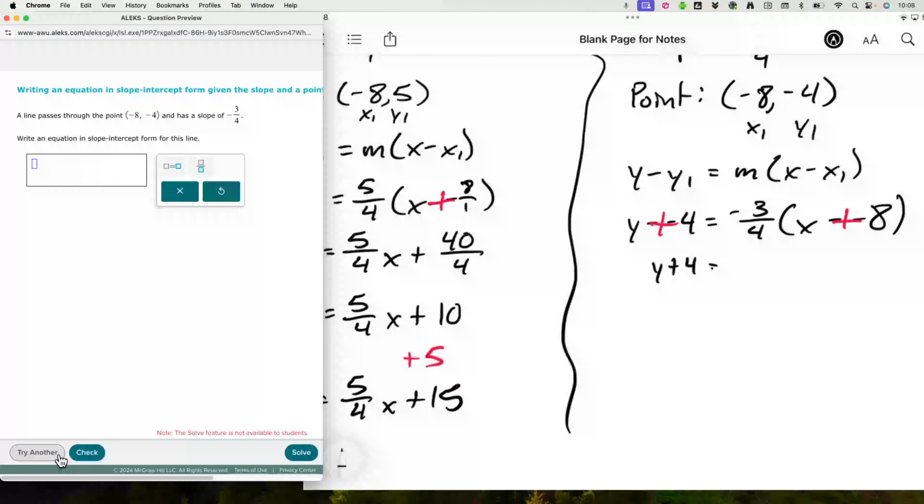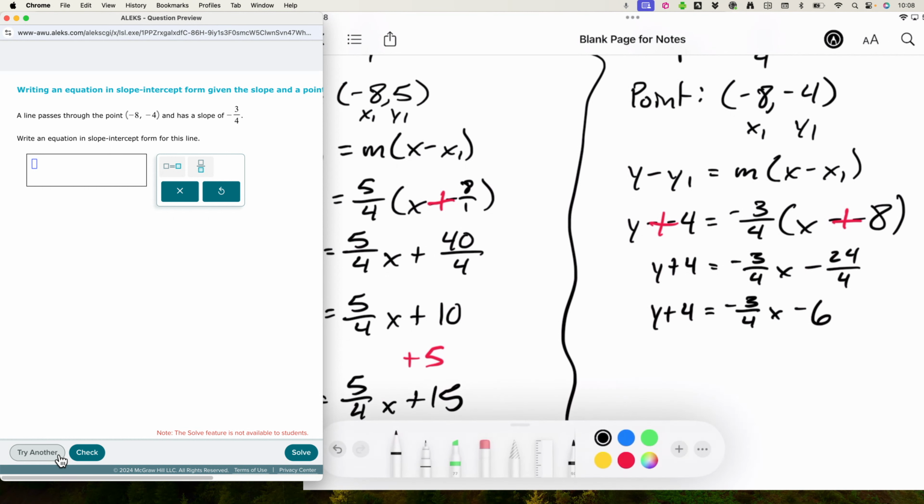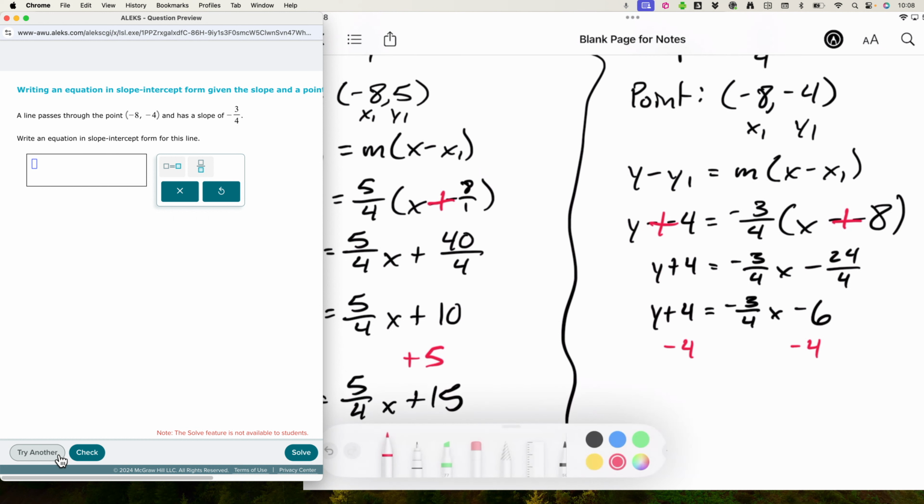Y plus 4 is equal to -3/4 x minus 24/4. And be careful with the signs there. We do have a -3 and a +8, so -24/4. Y plus 4 is equal to -3/4 x minus, that's going to be 6. Subtract 4 from both sides. Y is equal to -3/4 x minus 10.